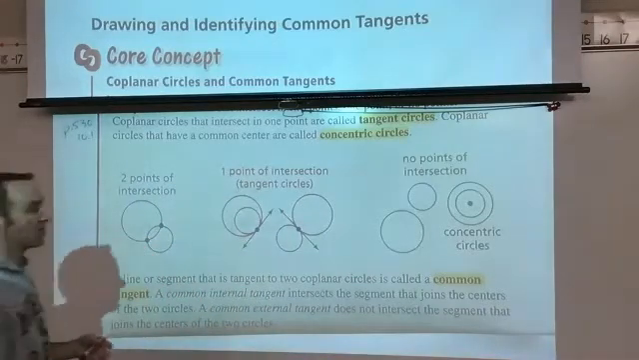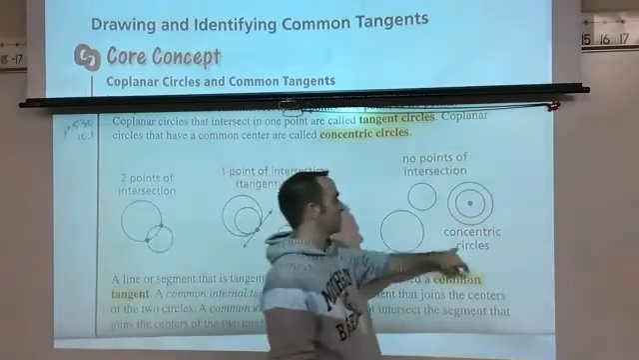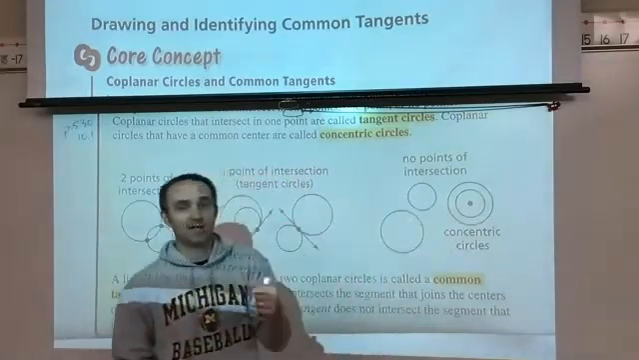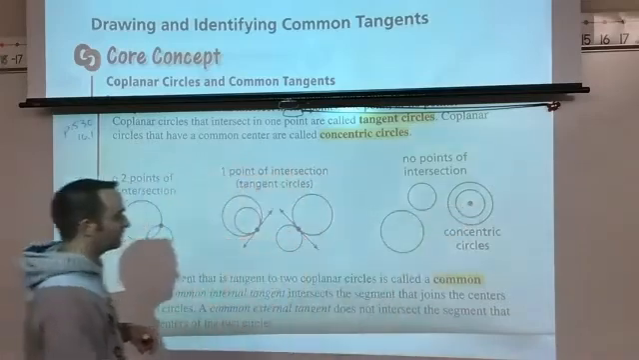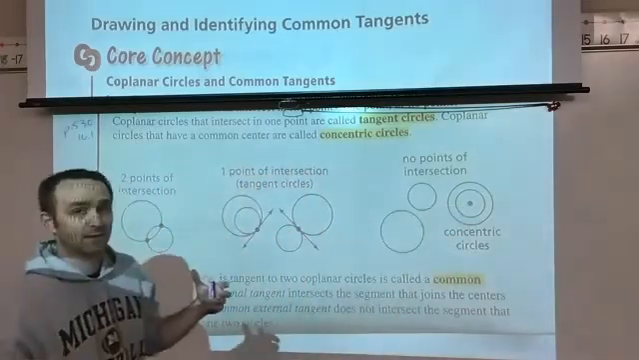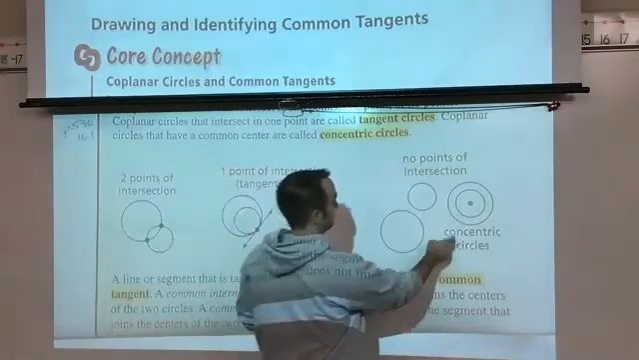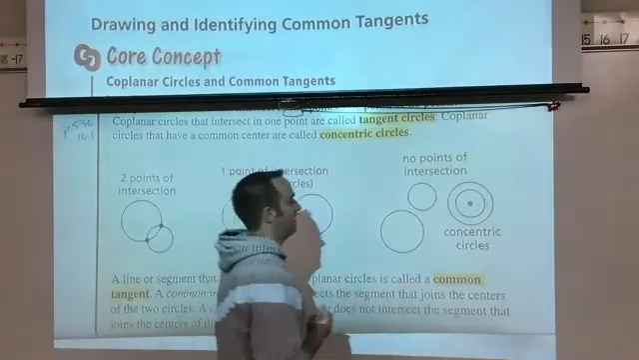We have concentric circles over here. Concentric circles are circles that share a center. So they share the center of the circle. They're two different sizes, but they share the same center. They are said to be concentric.